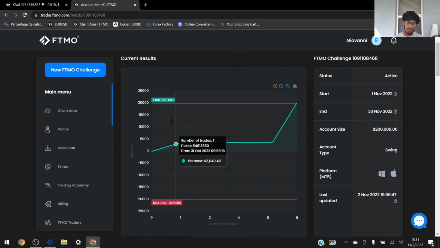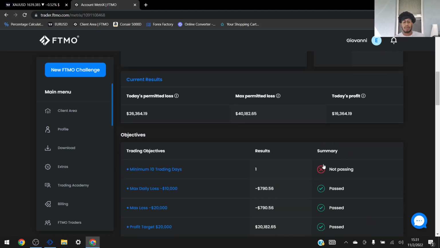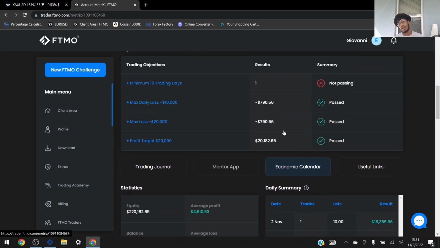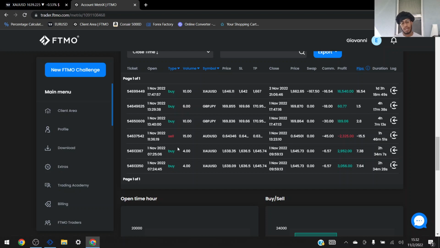So as you can see, this is the equity curve right here. 20K swing account, MT5. So everything now, I'm just waiting for the trading days. Other than that, it's pretty much good to go. I'll show you guys this trade right here. This is all one trade, but I entered on two positions.